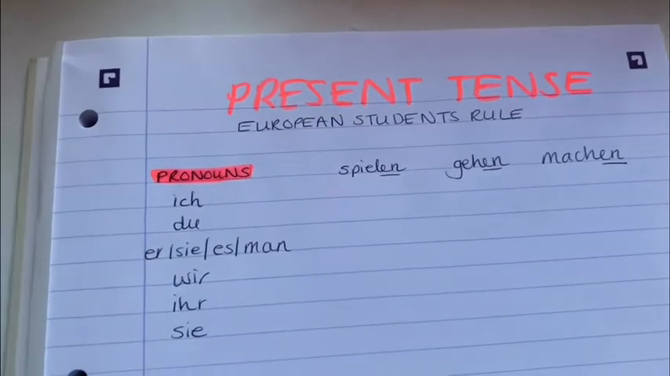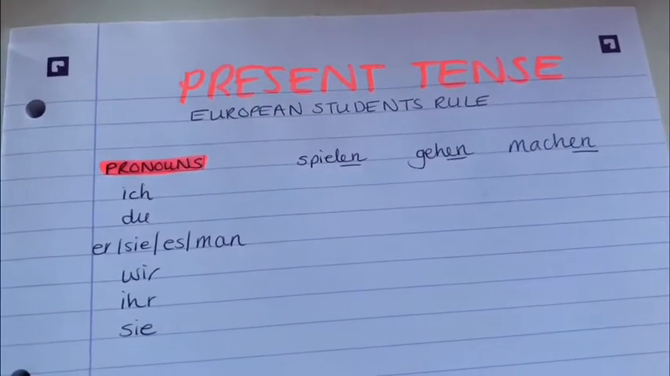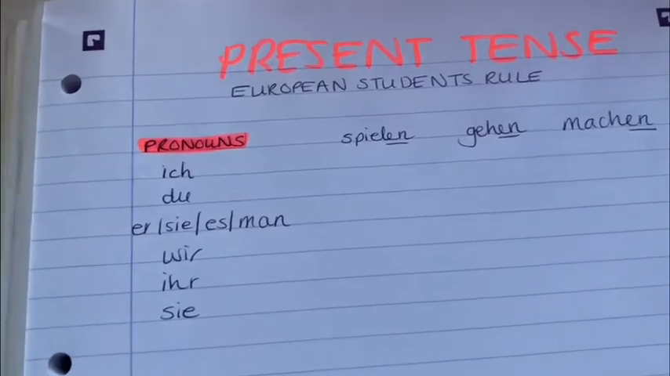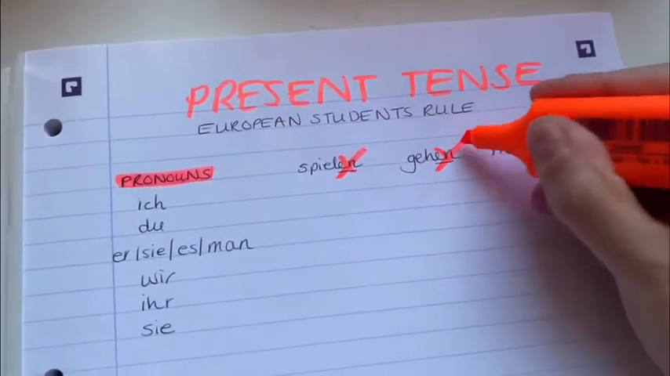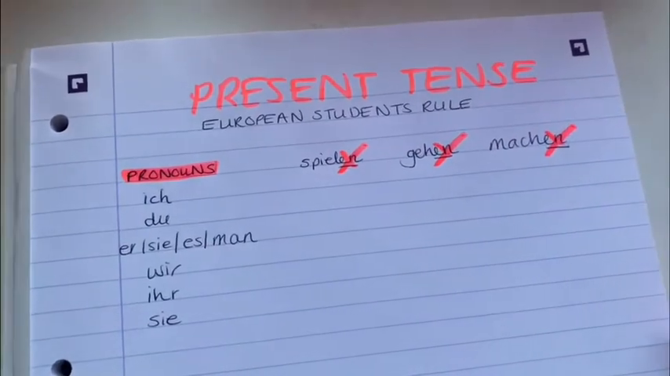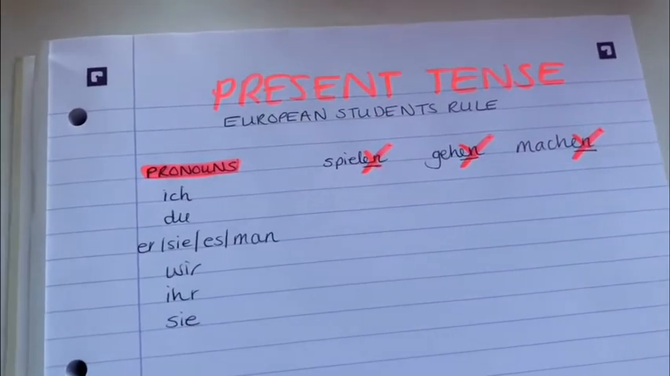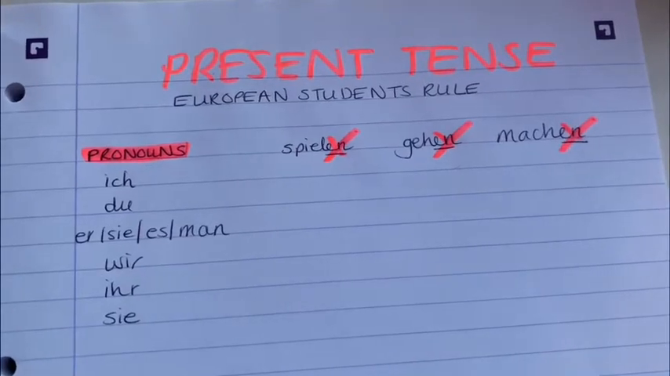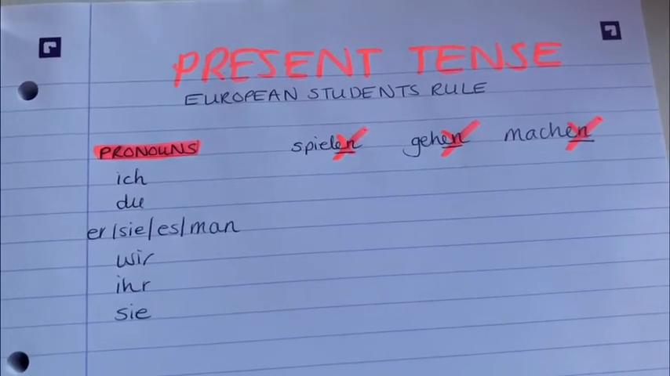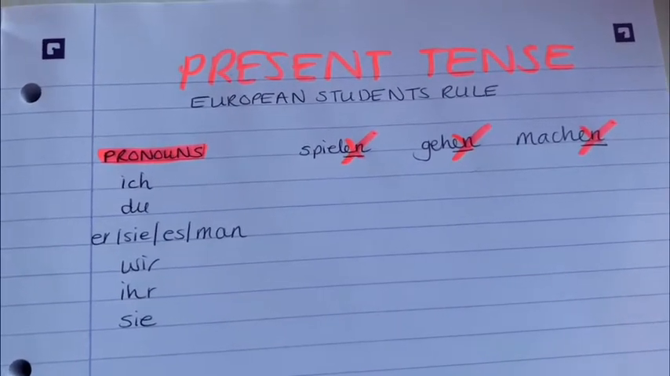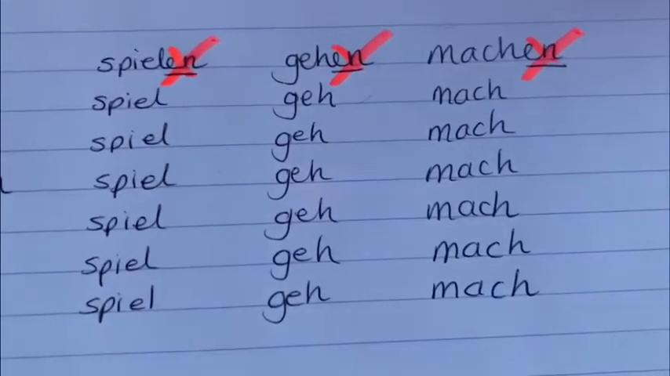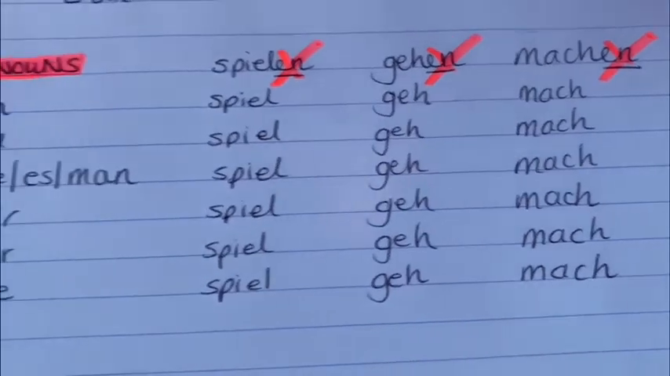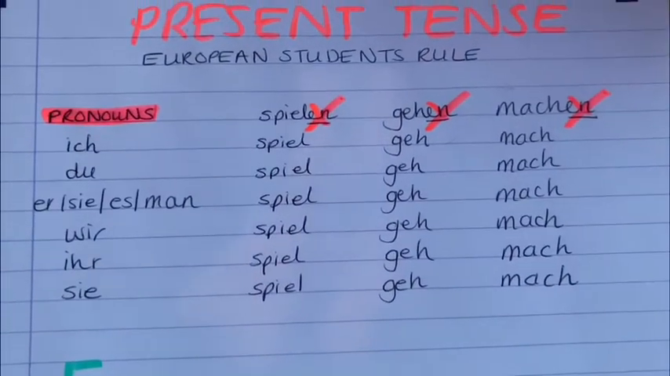Then the next thing you need to do is cross off your infinitive ending, so the en off the end of your infinitive verbs. Cross them off. Then write down the verb that you are left with next to each pronoun, so minus the en ending. So I've written down all the verbs next to the pronouns like that.